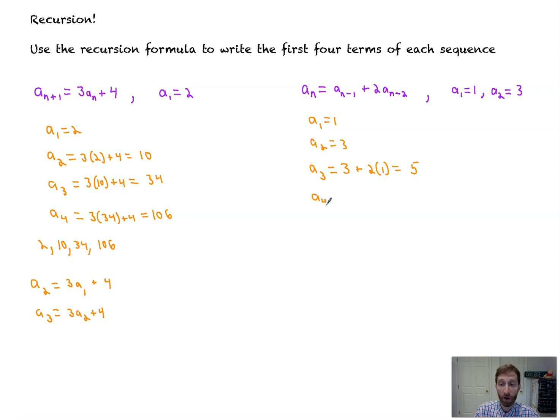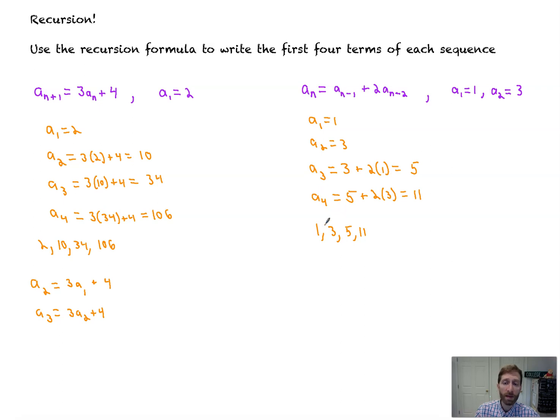And then to get the 4th term, 1 term ago is now 5, plus 2 times 2 terms ago, which is now 3. That's 2 times 3, and that simplifies to 11. And you could keep going on and on like that. So the sequence is 1, 3, 5, 11, and we could keep going.